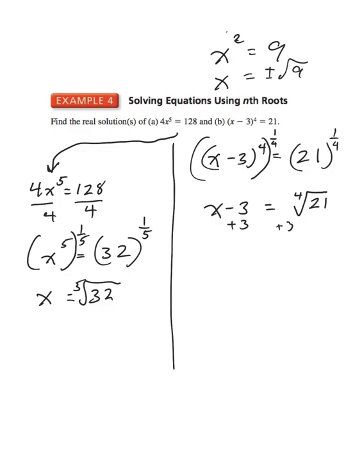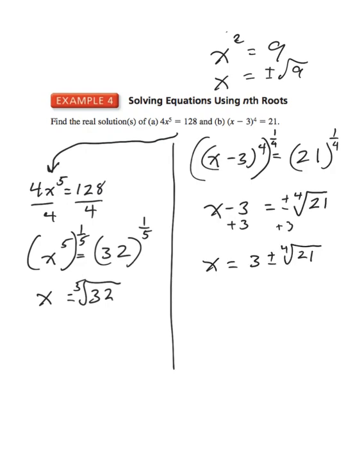This is also something I failed to tell you about taking an even root: anytime I take an even root, it could be either plus or minus the final answer, just like the square root. What I don't have here is the plus or minus when I take the 4th root. So the final answer is x equals 3 plus or minus the 4th root of 21.